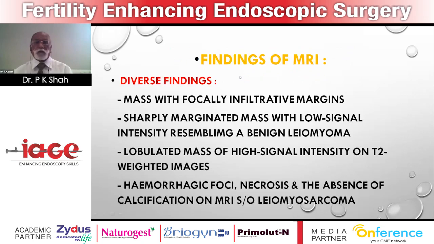What do you find? Mass with focally infiltrative margins, sharply marginated mass with low signal intensity, and hemorrhagic foci, necrosis and absence of calcification on MRI is a history of leiomyosarcoma.